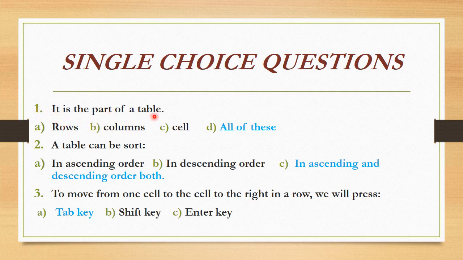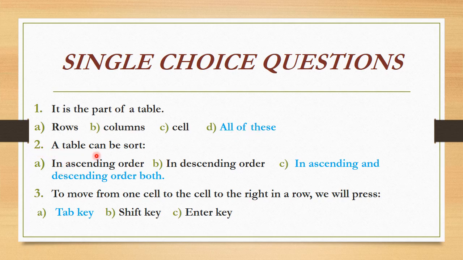It is the part of a table. Options are rows, columns, cell, and all of these. So, which is the correct answer? All of these. You will select only one option, all of these. Because rows are also part of a table, columns are also part of a table, and a cell is also part of a table. So we will select all of these. In a single choice question you can only select one correct answer.